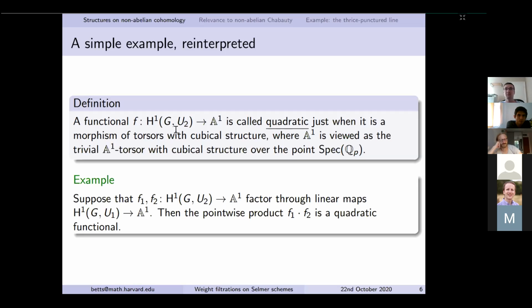cohomology variety, because we can see from this definition that on H1 of U2, we have a sensible notion of constant maps to A1, linear maps to A1, and quadratic maps to A1. What this indicates is that there should be some sort of filtration on the affine rings of cohomology varieties. If you don't know what cubical structures are, you can forget that now, and we're just going to talk about filtrations on cohomology varieties.